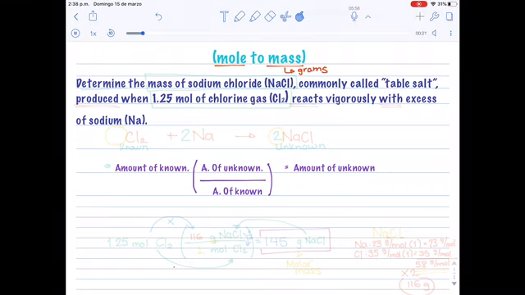The problem says, determine the mass of sodium chloride, commonly called table salt, produced when 1.25 moles of chlorine gas reacts vigorously with excess of sodium.